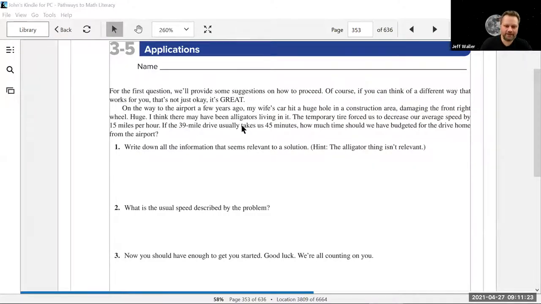Yeah, of course, right there. This is how long it normally takes us. Isn't this going to be a way to get the normal speed? Yeah. And I think we talked about this before. This is a problem because it's in minutes, and of course, I want miles per hour. So you need to convert that to hours first. We know that 45 minutes is 3/4 of an hour. Everybody does now. Don't give too much away.